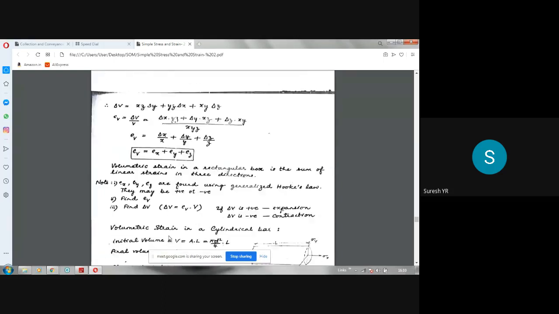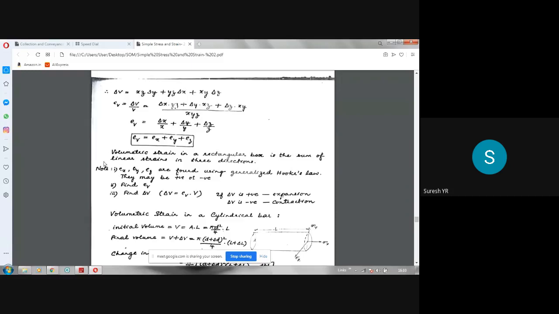So we can write it as epsilon X plus epsilon Y plus epsilon Z. I have written here EX plus EY plus EZ, you can write like this also. So volumetric strain in a rectangular bar is the sum of the linear strains in three directions. So you can write it as epsilon only. Don't get confused. Instead of EX, please make it epsilon X. So epsilon X plus epsilon Y plus epsilon Z will give the total volumetric strain of the rectangular bar.